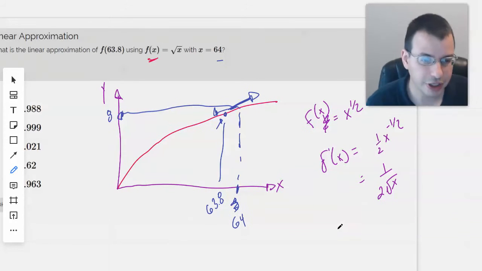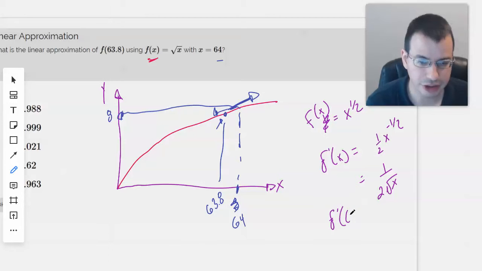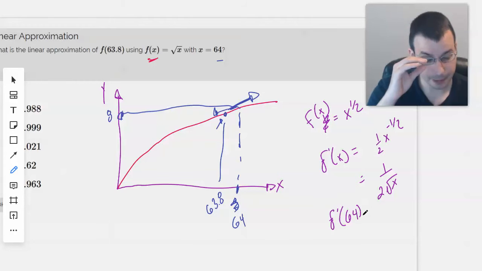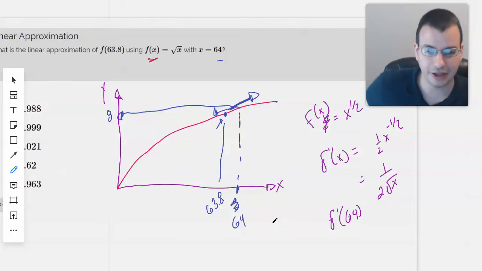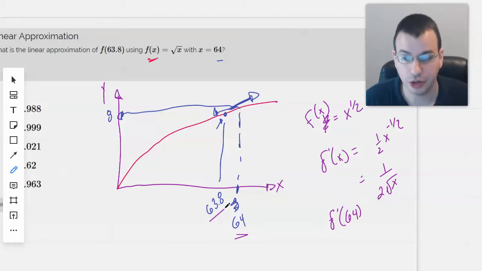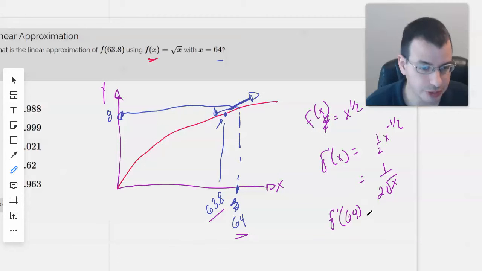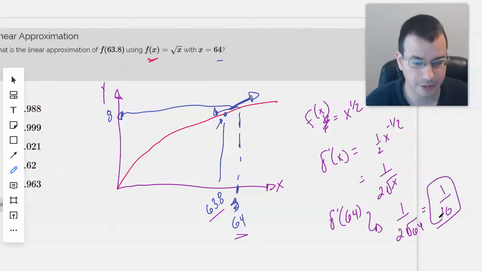Therefore, the slope for our tangent line would be f prime of 64. We use the tangent line at 64 because it's easy to calculate the square root of 64, but hard to calculate the square root of 63.8. So this would be 1 over 2 times the square root of 64, which equals 1 over 2 times 8, which is 1 over 16. That's the slope of the line.